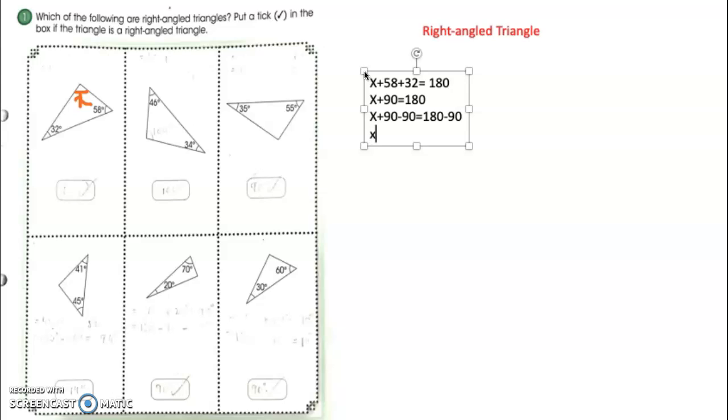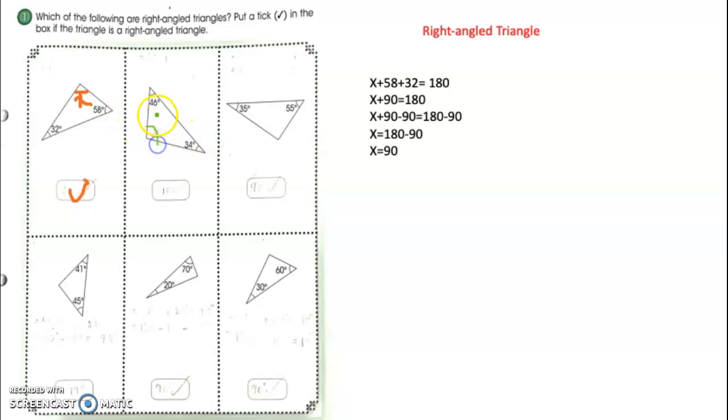So x will be equal to 180 minus 90. Therefore, x is equal to 90. So I can say that this x is 90. Therefore, this triangle has one angle of 90 degrees. Therefore, this triangle is a right angle triangle. So this is a right angle triangle, right? Now let me move on to the next one.